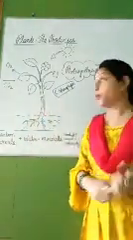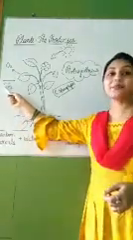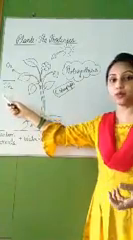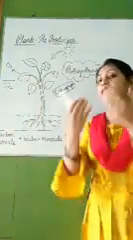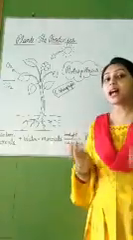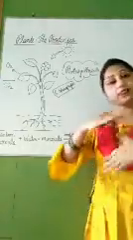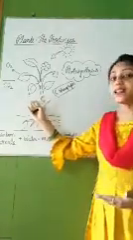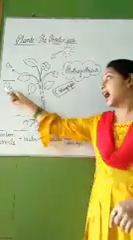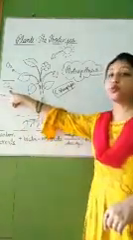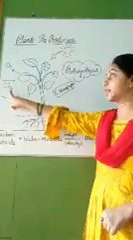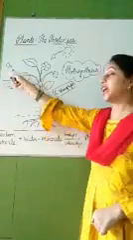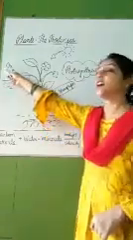One more basic thing is there, that is carbon dioxide. This is also very essential for the preparation of food. As we breathe, we inhale oxygen and we exhale carbon dioxide. But the plants, the leaves, inhale carbon dioxide. CO2 means carbon dioxide. The plants take in carbon dioxide and they breathe out or exhale oxygen.